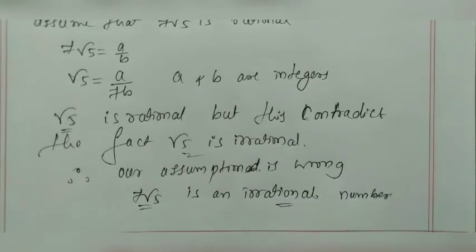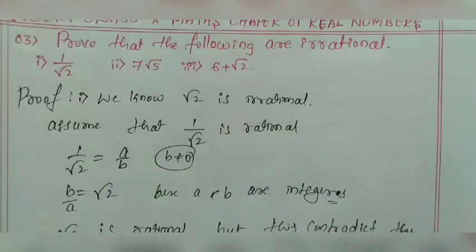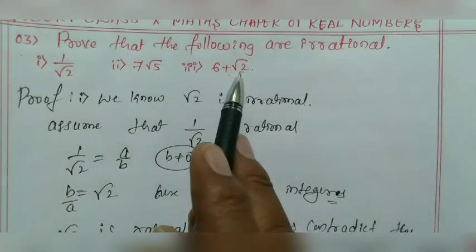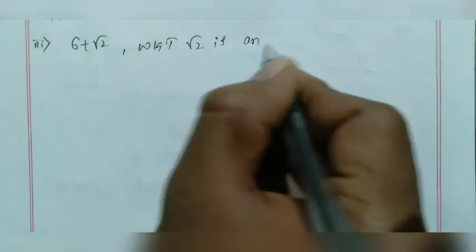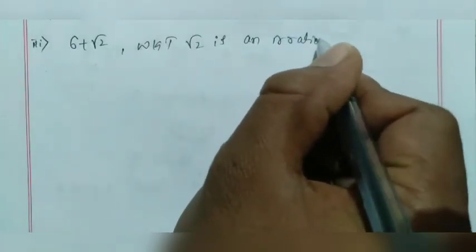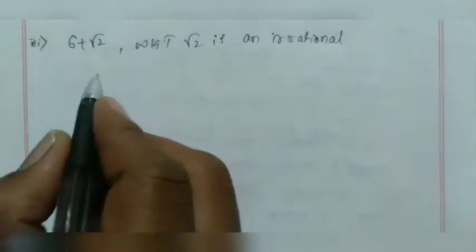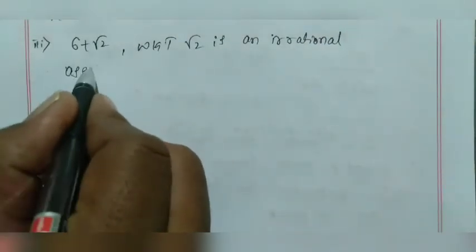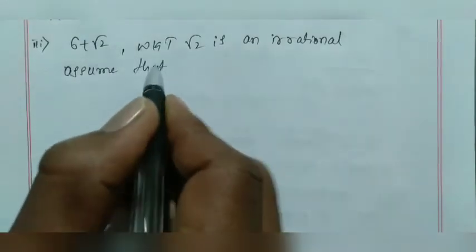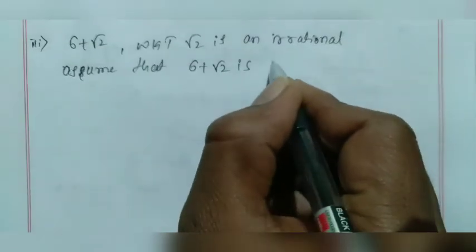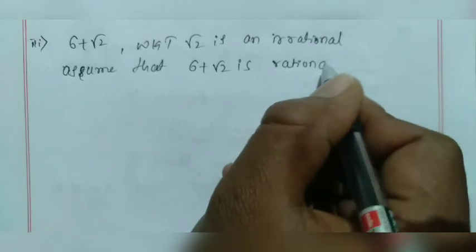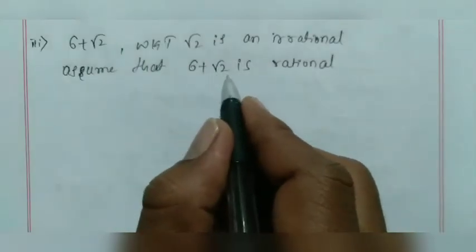Next I will go to the third one, which is 6 plus root 2. We have to prove here that 6 plus root 2 is an irrational number. We know that root 2 is an irrational number. So assume that 6 plus root 2 is rational.